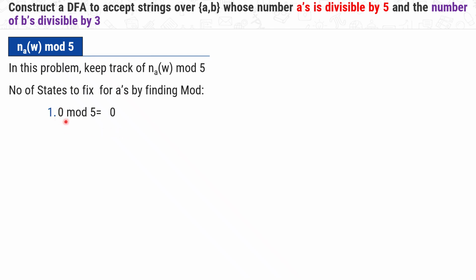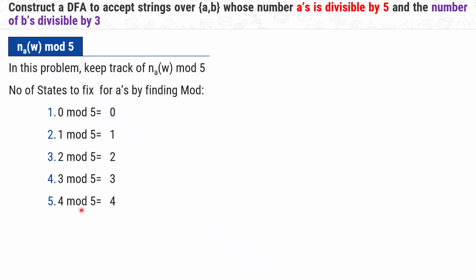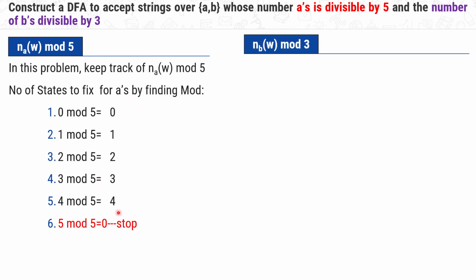Suppose I take 0 mod 5, we get remainder 0. 1 mod 5 gives remainder 1. 2 mod 5 gives remainder 2. 3 mod 5 gives remainder 3, and 4 mod 5 gives remainder 4. When you divide 5 mod 5 you get remainder 0. For the rest of the numbers, if you keep on dividing by 5, you will get the same remainders 0 to 4, so you stop there. These remainders we will treat as the states of a DFA for counting A's.